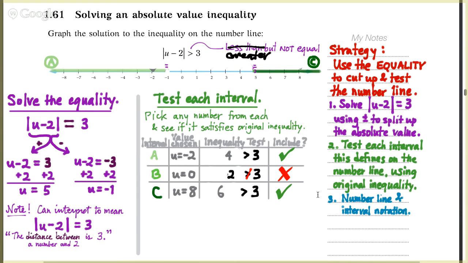What does that mean for us? It means that we shouldn't include the points at -1 and at 5, because those were the points at which the absolute value was equal to 3. So again, we're going to put open circles there instead of closed circles to indicate we're not including -1, we're not including 5, because at those values of u, we end up with an equal sign and not a greater than sign.